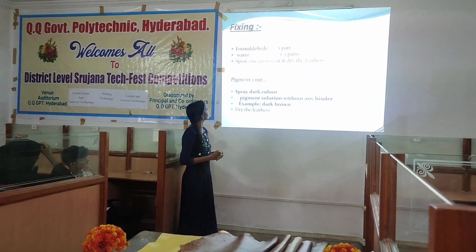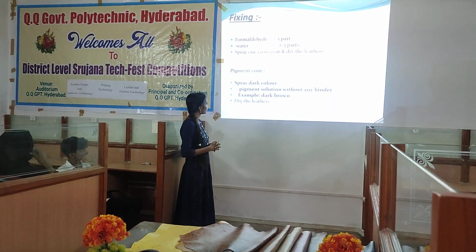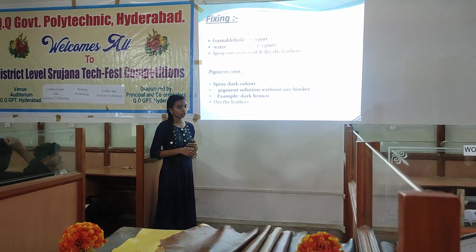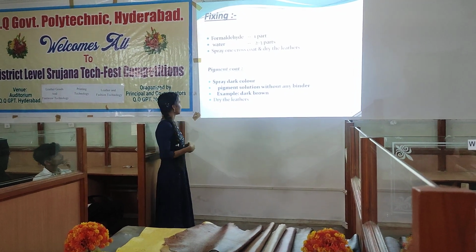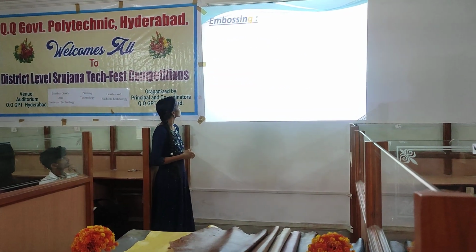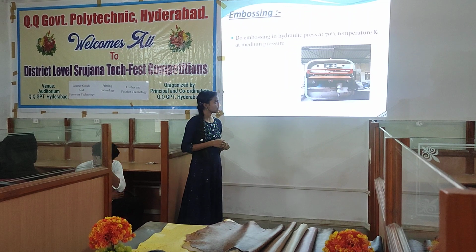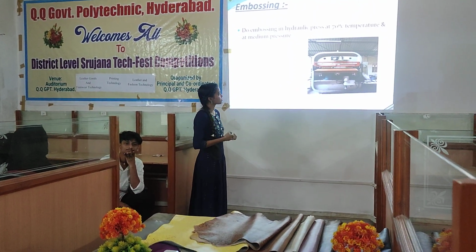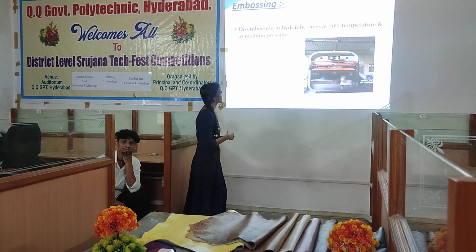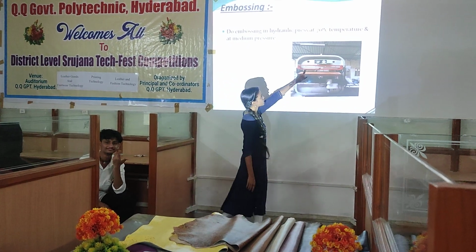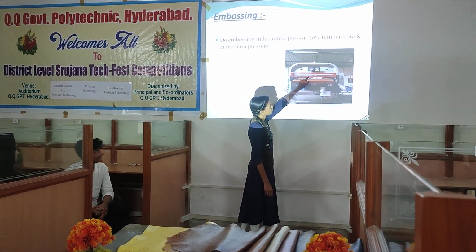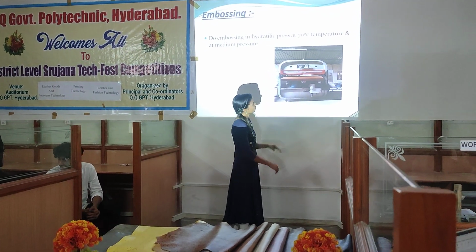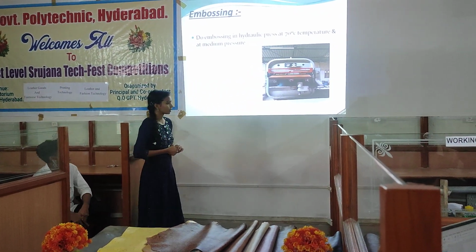Pigment coat. We will do pigment coat. Pigment coat means giving another shade to the leather in darker color. Embossing. Embossing means giving some design on the leather. This machine is used to give some designs on the leather. These plates have some designs. We should keep the designs which we want to do.